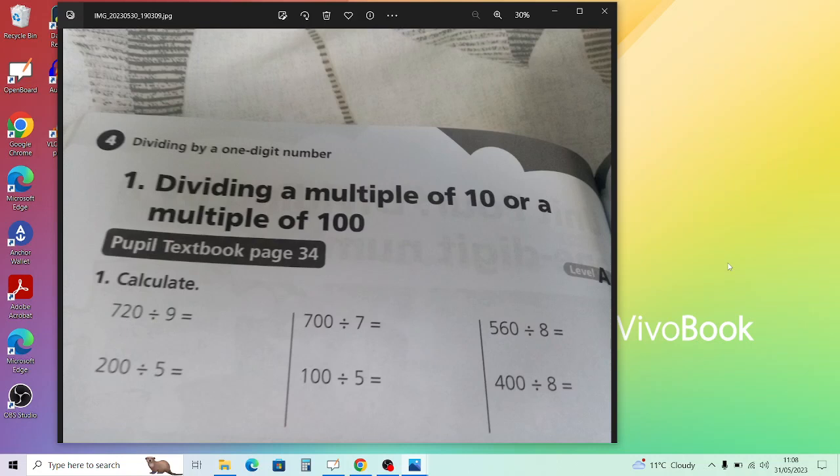700 divided by 7 again should be straightforward. 7 divided by 7 is 1, and then you got 100 with 2 zeros still left there. Okay, let's just do, we're not going to do all of them. Do 400 divided by 8. So 40 divided by 8 is 5, and then you got a 0 there, which carries on the way down, so it's 50.